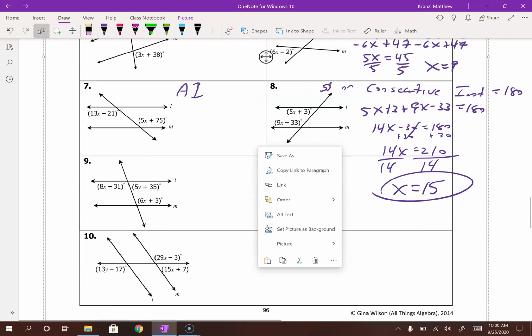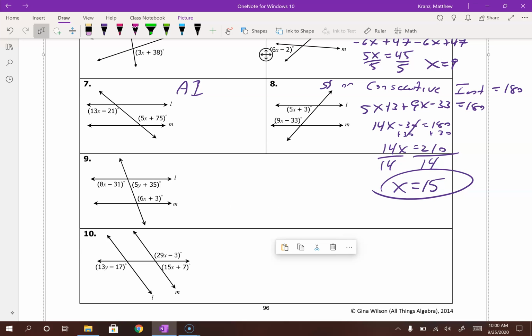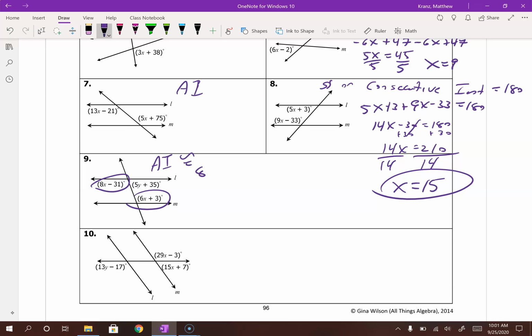All right, now how do we tackle 9 and 10? Well, the thing is, this one is a y, and these ones are two x's. So we can do the x's first, then solve for y. I see that my two x's are alternate interior, so they are congruent. So 8x minus 31 equals 6x plus 3. So when I minus my 6x, I get 2x. When I add 31, I get 34, and I divide by 2, I get x is 17.